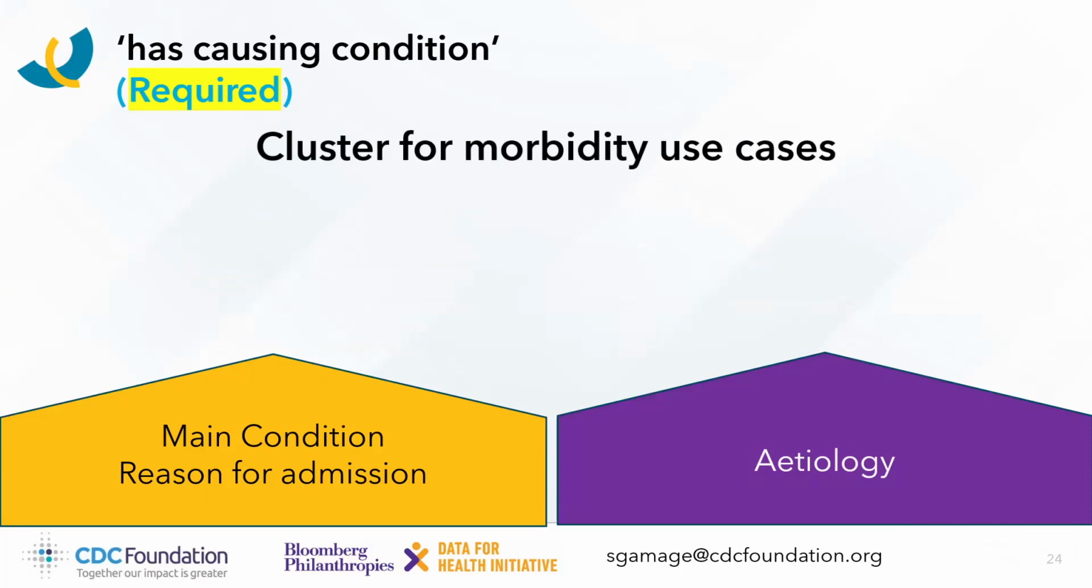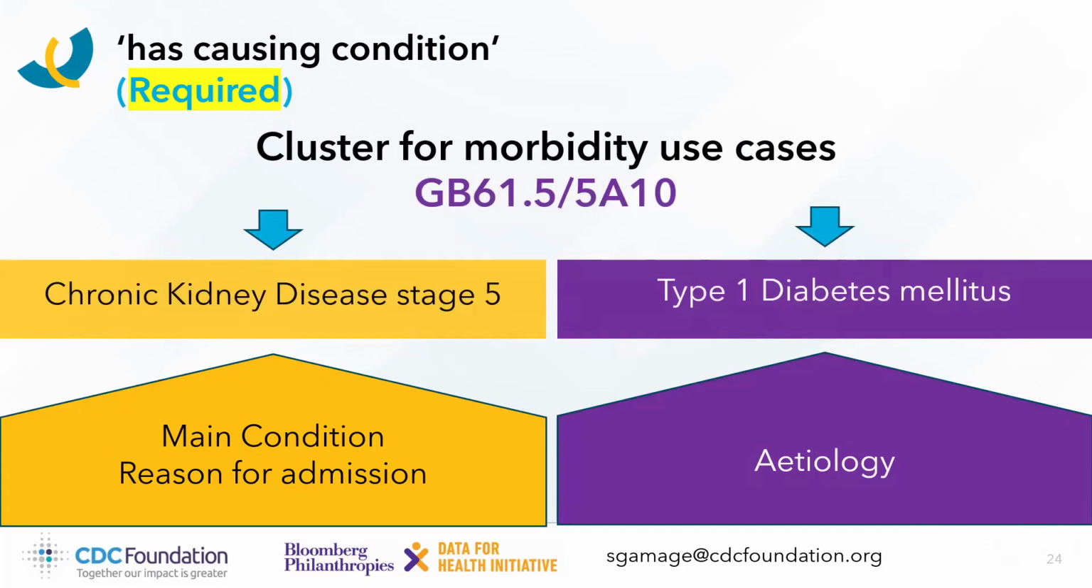The cluster for morbidity use cases is different. GB61.5 will come first, separated by a slash, 5A10 for type 1 diabetes. So chronic kidney disease stage 5 is the main condition or the reason for admission. And type 1 diabetes mellitus is the less important code for morbidity use cases, and it is the etiology.